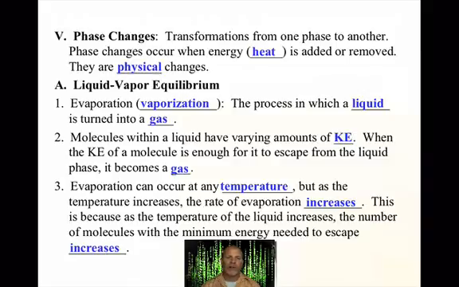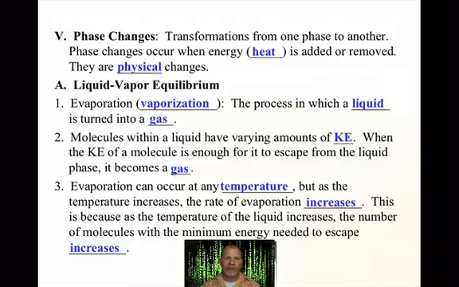Now, the molecules within a liquid have varying amounts of kinetic energy. That means they're moving at different speeds. When the kinetic energy of a molecule is enough for it to escape from the liquid phase, it becomes a gas. So escape from liquid phase means it has to have enough energy to break the intermolecular forces.